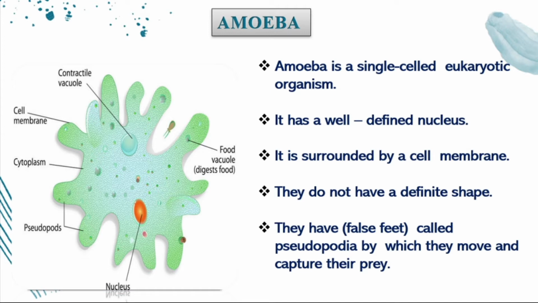It has a well-defined nucleus present in it, surrounded by a cell membrane. The body is covered with an outer layer, the outer membrane called the cell membrane, also called the plasma membrane. Inside the cell membrane, the space is called the cytoplasm. See this picture, the amoeba does not have a definite shape.